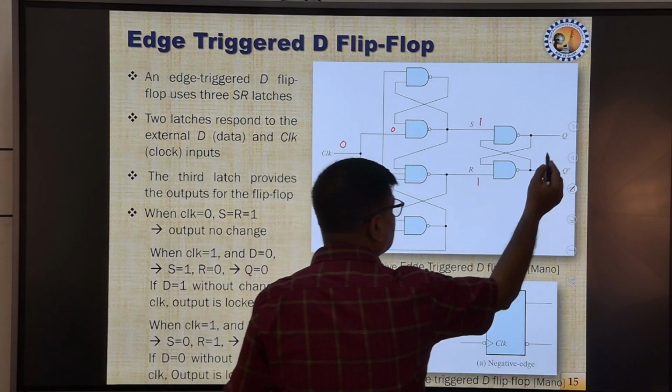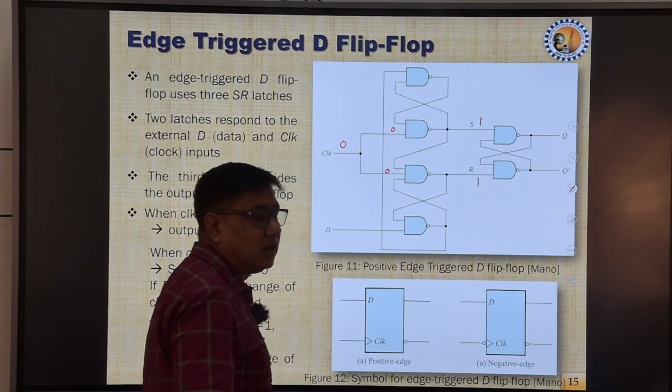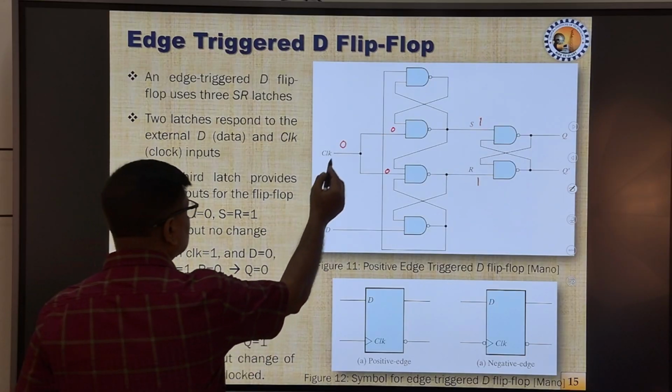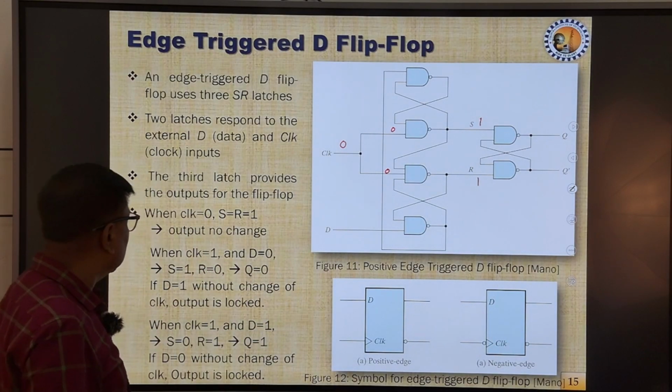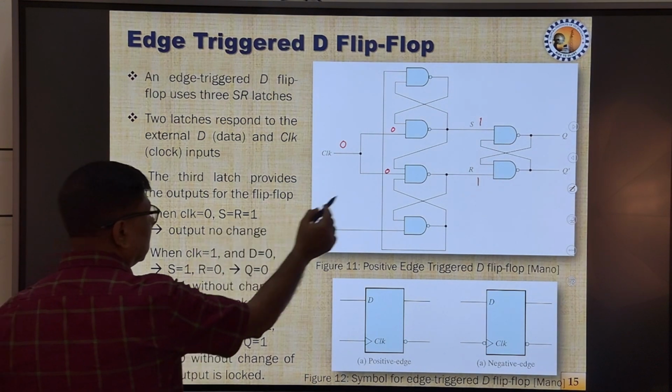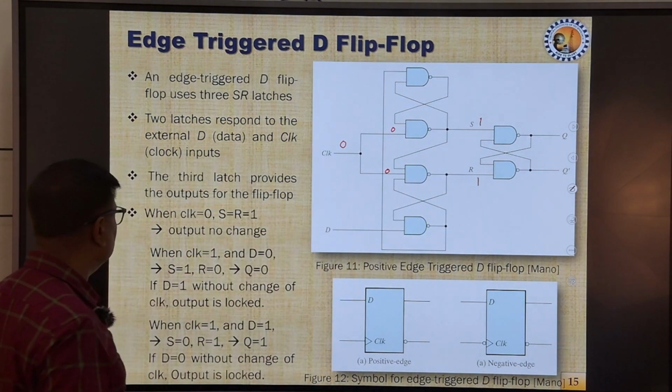So whatever was its value, Q and Q bar, that will not change. So when we have come across this, this is with clock equal to 0. So S and R equal to 1. So as a result, there will be no change.